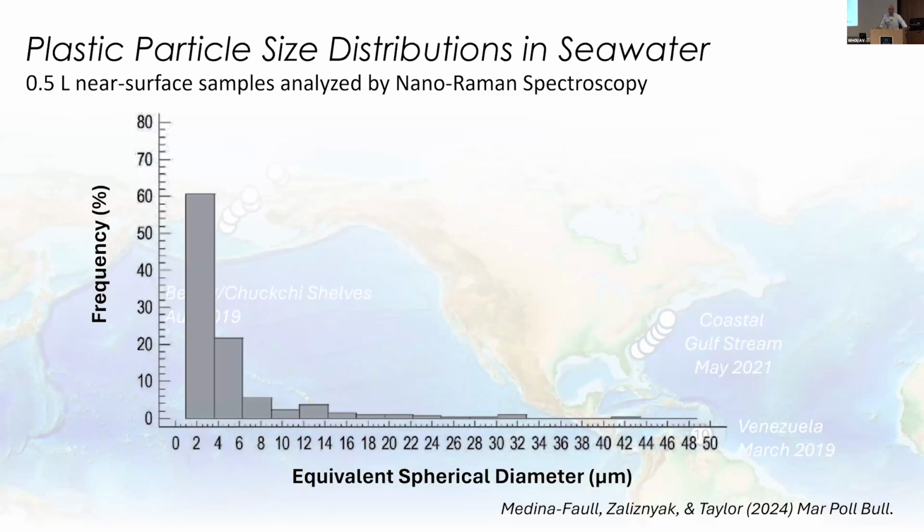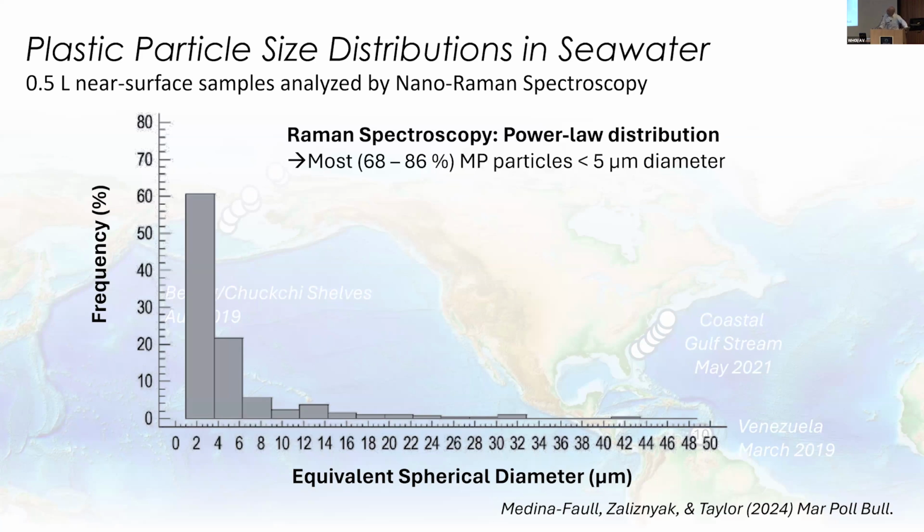And basically, this is what they find. So here's a number distribution where they take this particle and basically take the volume and convert it into what you would expect if it was a sphere and report it as the effective equivalent spherical diameter. And it follows a power law distribution.